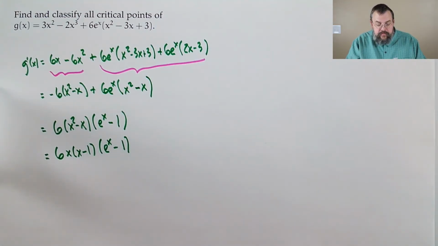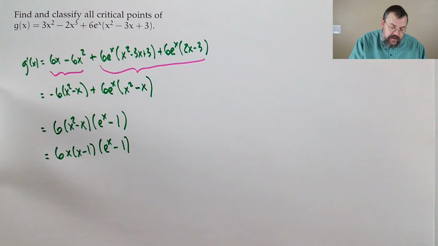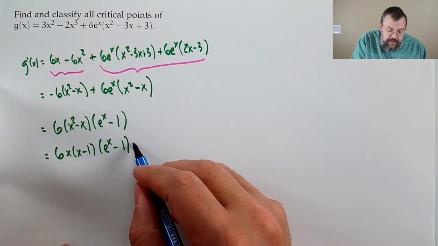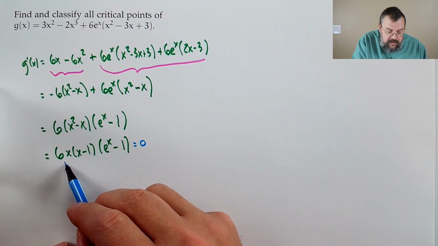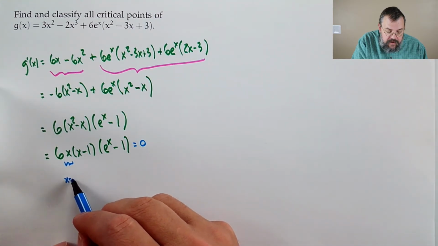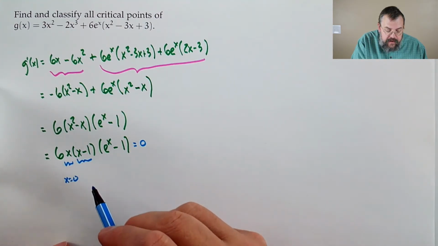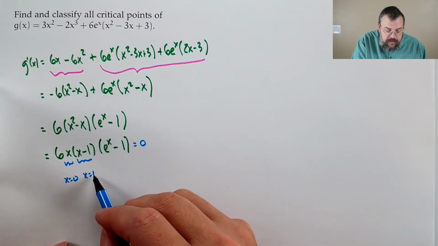All right. Now, next, we need to think about where our critical points are. So we're going to ask, where is this equal to 0? So, set this equal to 0, and now we have a couple of candidates to talk about. We have our x. Well, that happens at x equals 0. Our x minus 1 happens at x equals 1.